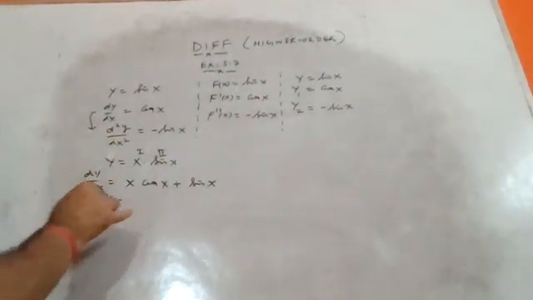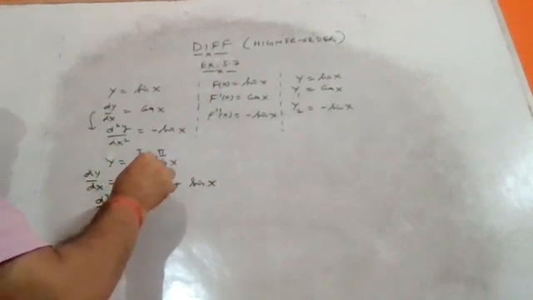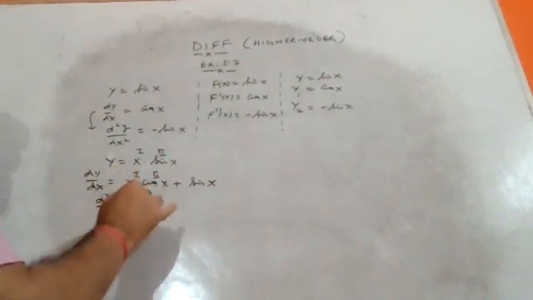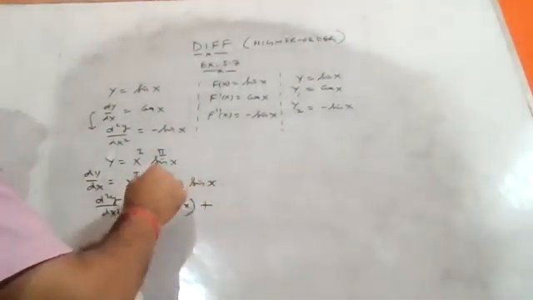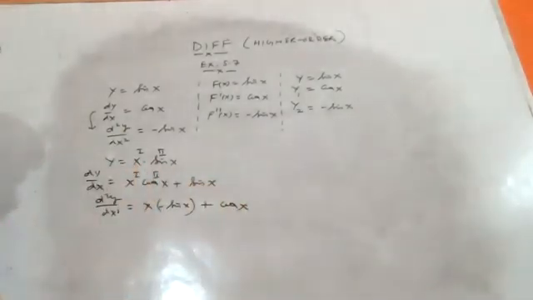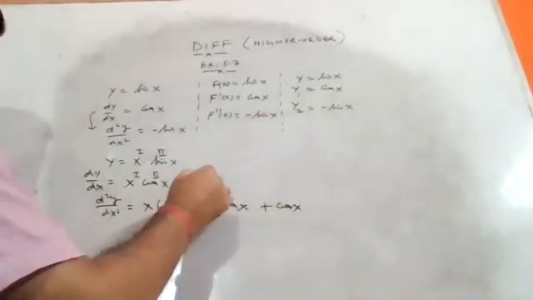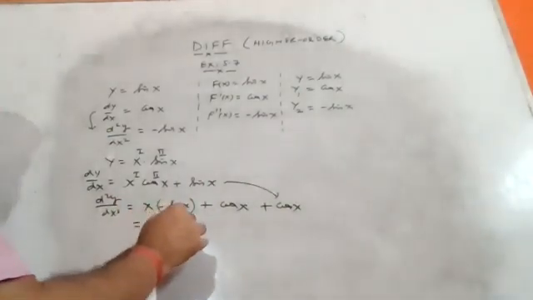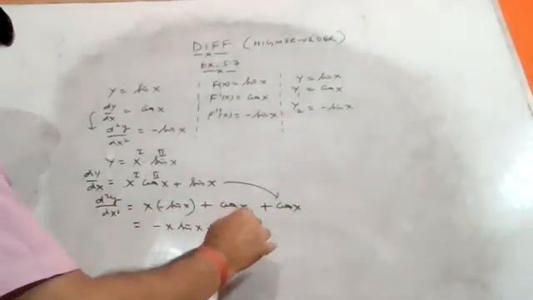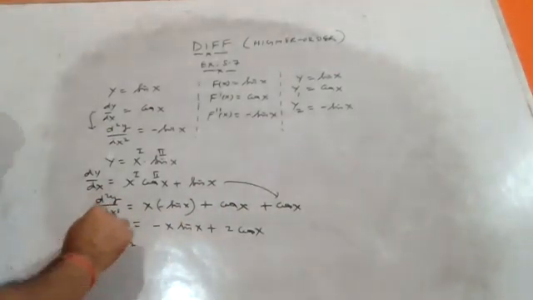Again differentiation on both sides. So d2y upon dx square. Here we also again use the product rule because the two terms are multiplied. This is your first and this is your second. So first and cos x differentiation is minus sin x, and plus cos x. X is what? Differentiation of x is 1. Plus differentiation of sin x is cos x. So this is minus x sin x plus cos x plus cos x, that is 2 times cos x. So this is your d2y upon dx square.